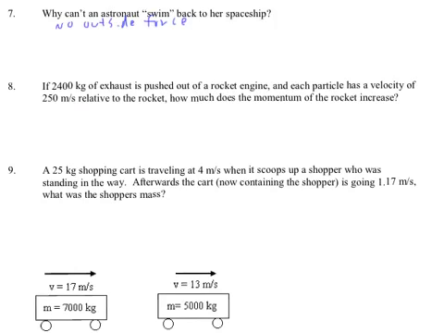Well, let's just see here. If I have 2,400 kilograms of material, and it is going to come out at 250 meters per second, then that is a momentum change of 600,000, that's a comma by the way, kilogram meters per second. And so since I'm generating that much momentum in a downward direction with the rocket exhaust, I have to generate that much momentum upwards for the rocket.